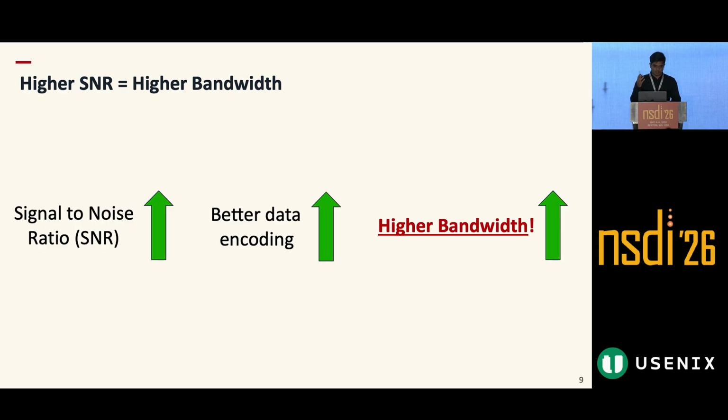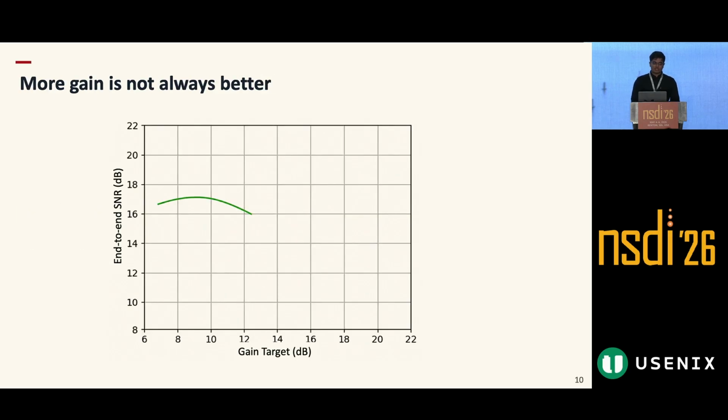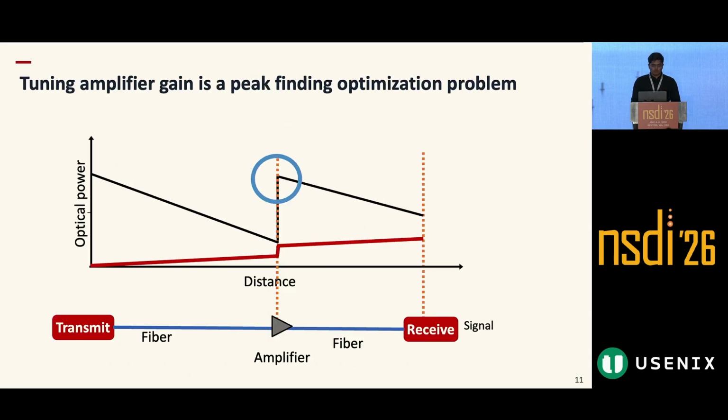If we want the highest SNR, it seems simple: increase the gain. But more gain is not always better. Here, on the y-axis we have end-to-end SNR, and on the x-axis we have gain target. The end-to-end SNR increases as you keep increasing the gain target, up to a point. But after that point, the noise starts dominating, and that's when your end-to-end SNR starts to suffer. So tuning an amplifier is a peak finding optimization problem. What we want to do is find the peak and optimize for it.